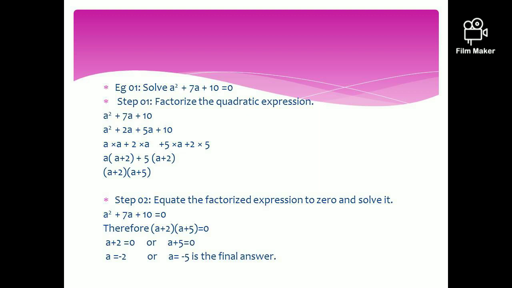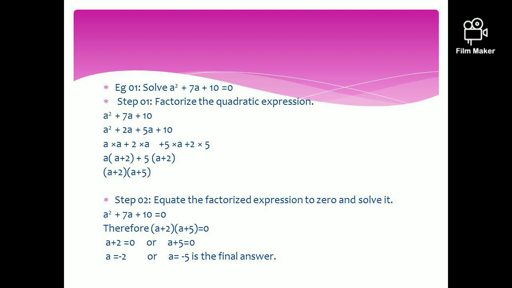From the first two terms you can see a is common. So you can take a out. Therefore it turns into a times (a plus 2). From the second two terms, the last two terms, 5 is common. If you take 5 out, again a plus 2. Now a plus 2 is common. If you take a plus 2 out, it turns into (a plus 2) into (a plus 5). Now replace the factorized form (a plus 2) into (a plus 5) instead of a squared plus 7a plus 10 in the equation.